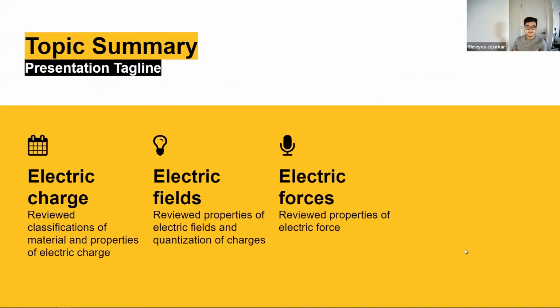So that's it for the workshop. We went over electric charge, where we reviewed classifications of materials and properties of electric charge. Electric fields, where we reviewed properties of electric fields and the quantization of charges. And electric forces, where we reviewed properties of electric force.